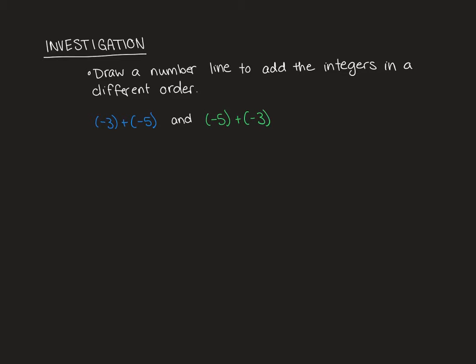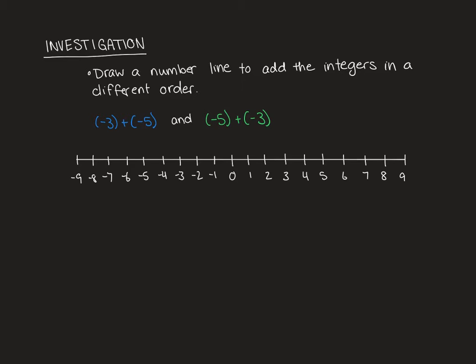So I need to start by drawing a number line. I'm going to do my first equation in blue. So I start by finding the first number. My first number is -3.